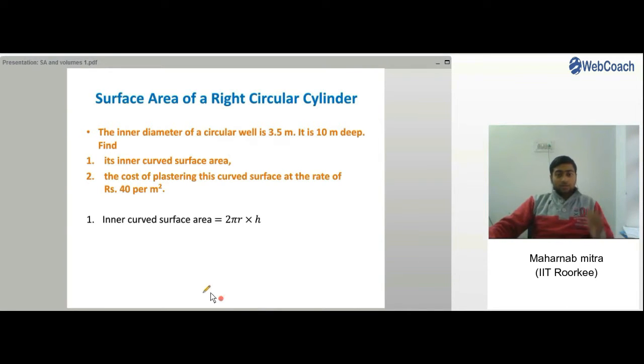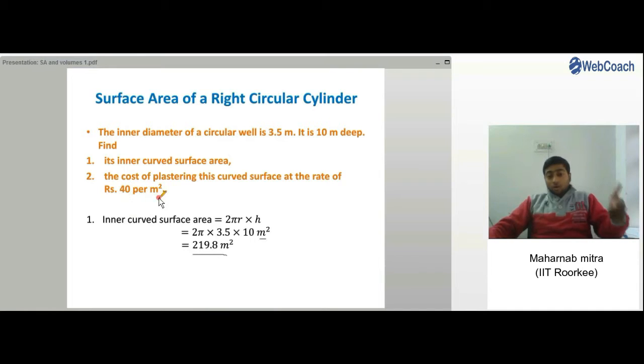The curved surface area for a cylinder is 2 pi RH. So by putting the value of the radius, which is 3.5 meters, and the height 10 meters, and the unit meter square, we get the answer as 219.8 meter square, right? So this is the inner curved surface area of the well, right? So let us find out the cost of plastering the curved surface.